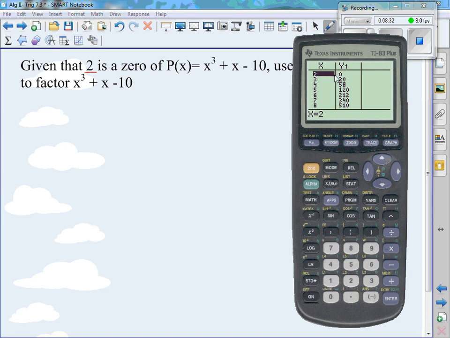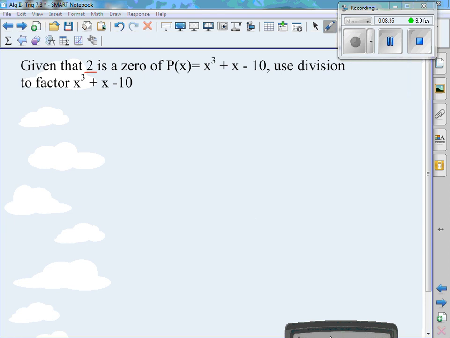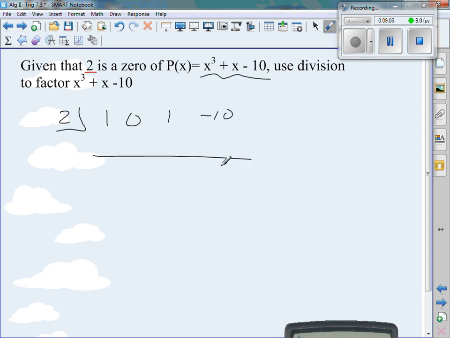2 means 0. It's a nice whole number, so that's fine. Since I know that the 0 is 2, I can use synthetic division. What's my function? 1, then 0, because there is no x squared, so I have to put the 0. Then 1, negative 10. Draw a line and a box under the negative 10. The number in the box will always tell me my remainder. For it to be a factor, this needs to be 0.